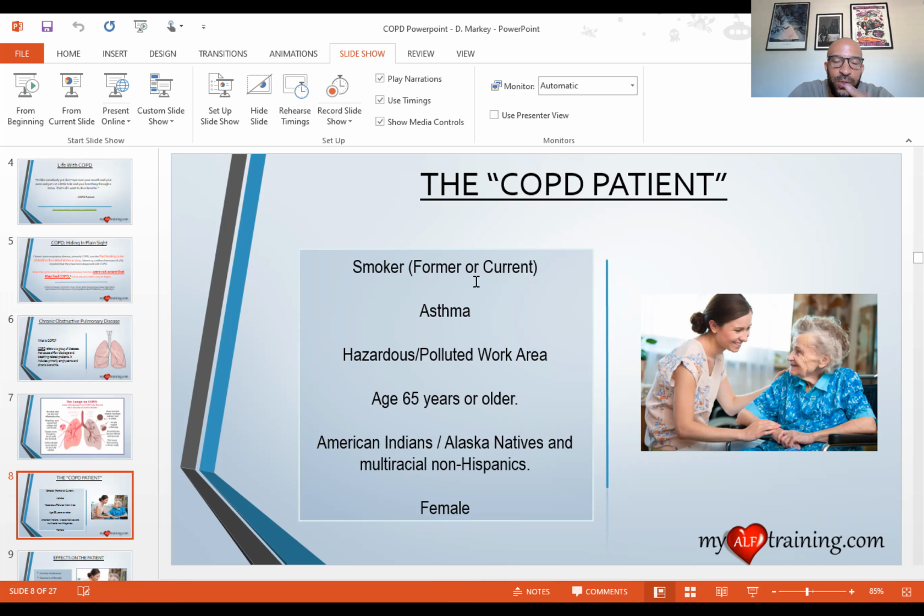They usually are smokers or someone who worked in a hazardous or polluted area. It's more likely females. And as age increases, at age 65 years or older, we're more likely to develop COPD. And it is also specific to ethnic groups, as we see here: American Indians, Alaskan Natives, and multiracial non-Hispanics.